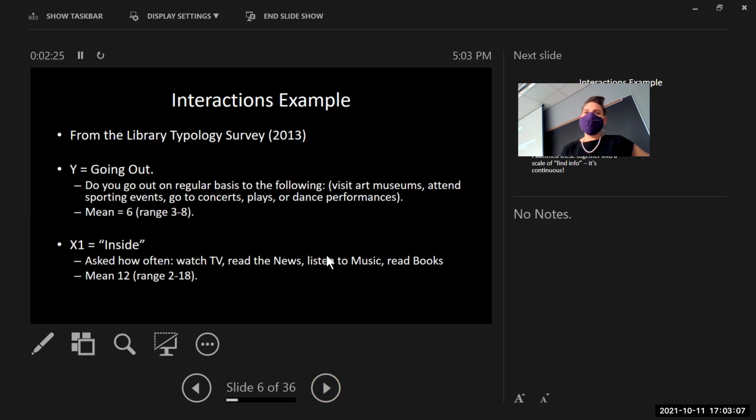X1 is a variable called inside, and this is a variable I created to represent an index of stuff you can just do in your own house. I've forgotten how sad this data set is to analyze right now. So it's how often do you watch TV, do you read the news, listen to music, and read books? And the mean of this was 12 with a score ranging from 2 to 18.